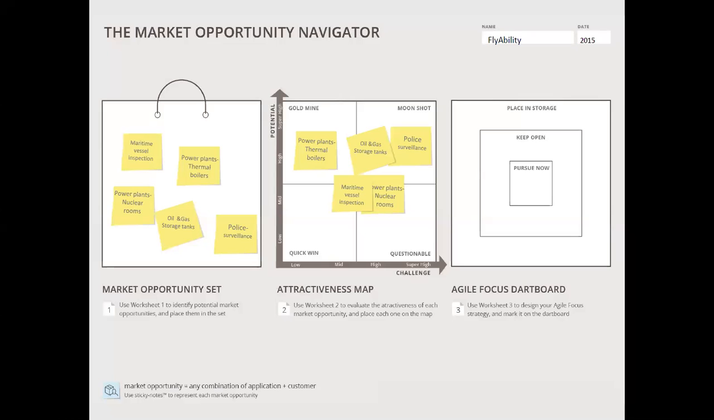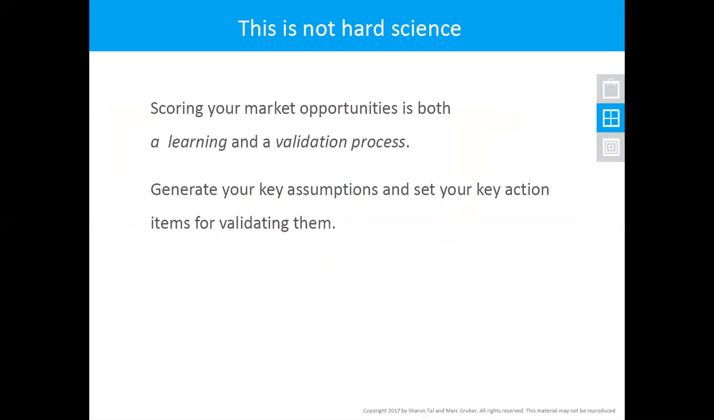Now, before we move on to the third step, there is something very important that we need to keep in mind. This is not hard science. This is a qualitative process and a learning process. So you can start by generating your key assumptions and setting your key action items for validating them. And then you can use the worksheet and the scales to score your overall assessment.